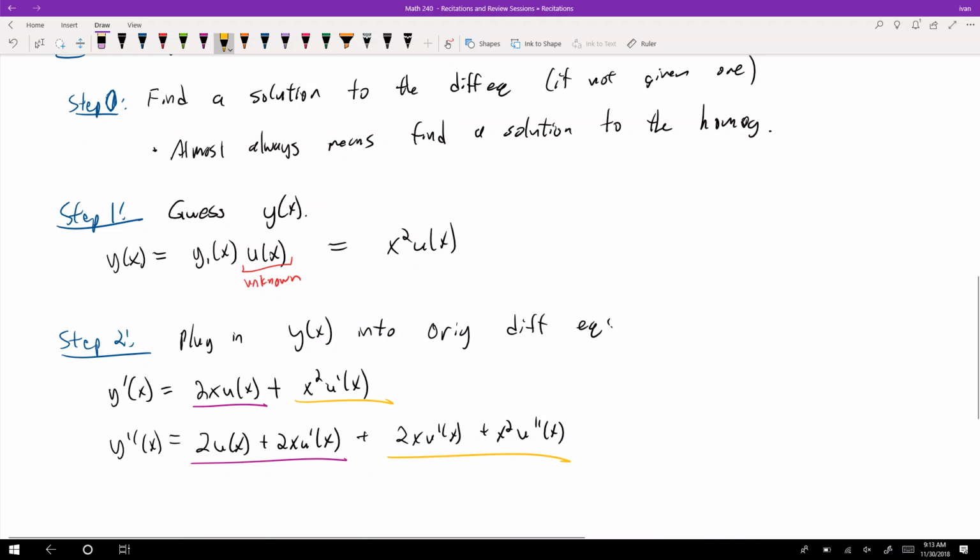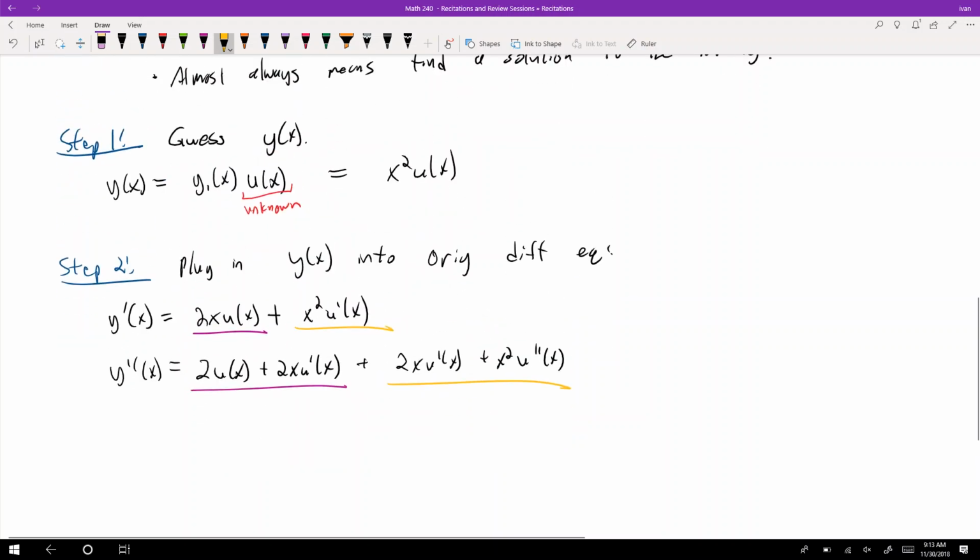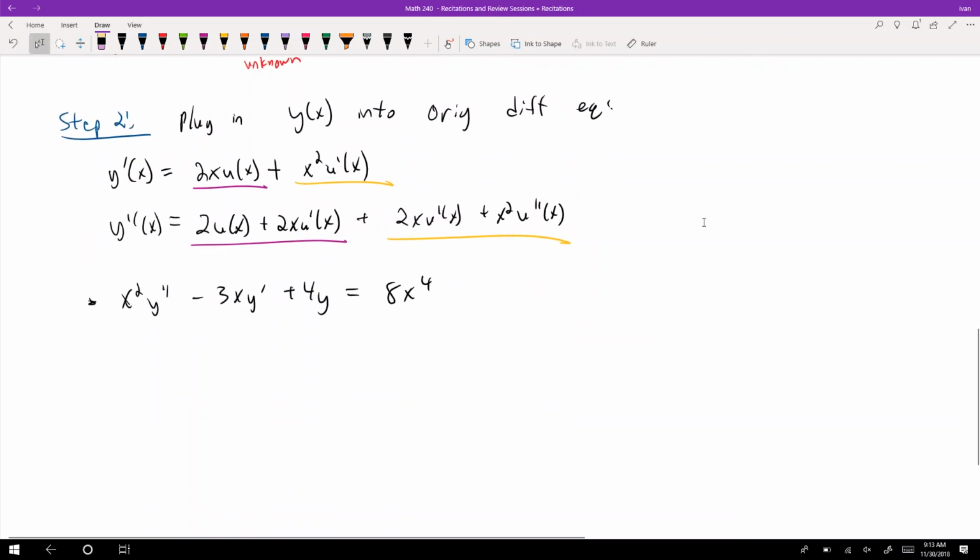Okay, so now we have our original diffy-Q, which was x squared y double prime minus 3x y prime plus 4y is equal to 8x to the fourth. Now we want to plug these in, but before we plug them in, we need to take advantage of the big tip.